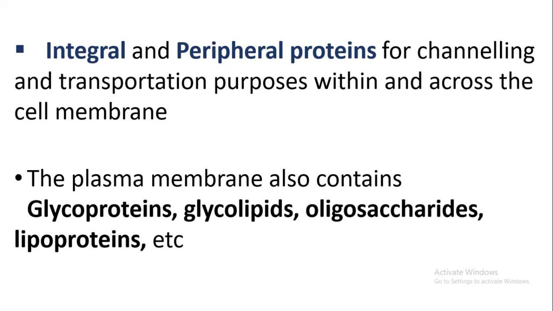Other things that are found in the plasma membrane, which is the cell membrane, are things such as the glycoprotein, glycolipid, oligosaccharide, and lipoproteins. All of these are found in the cell membrane.